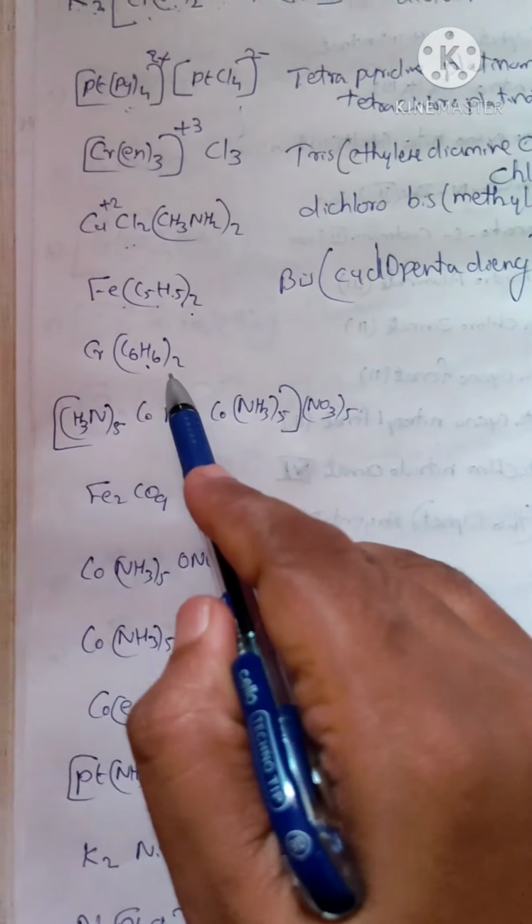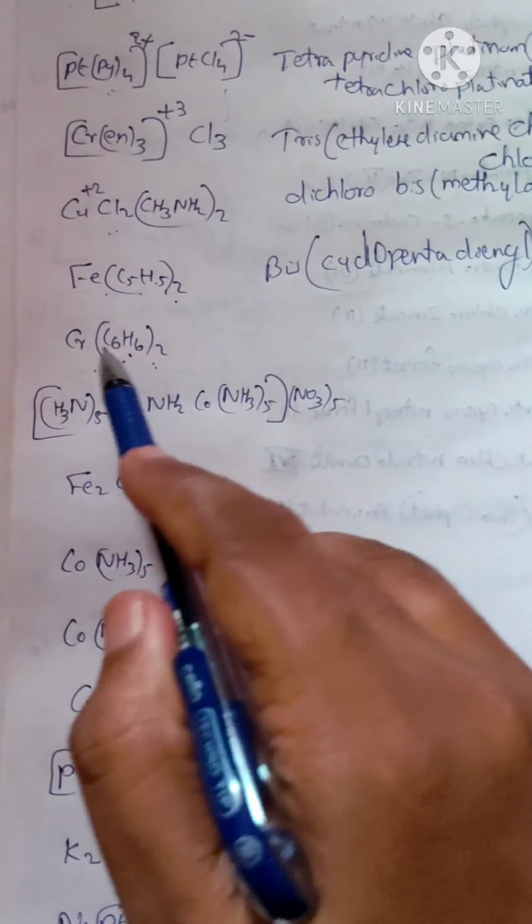Here it is benzene. So again we have to write bis benzene chromium, there is no oxidation state, so 0.